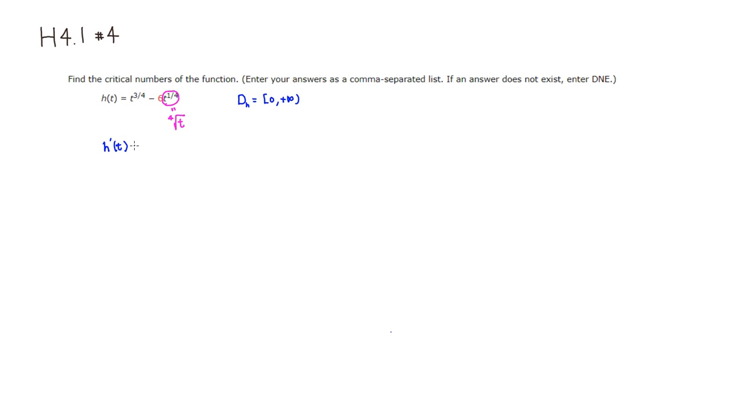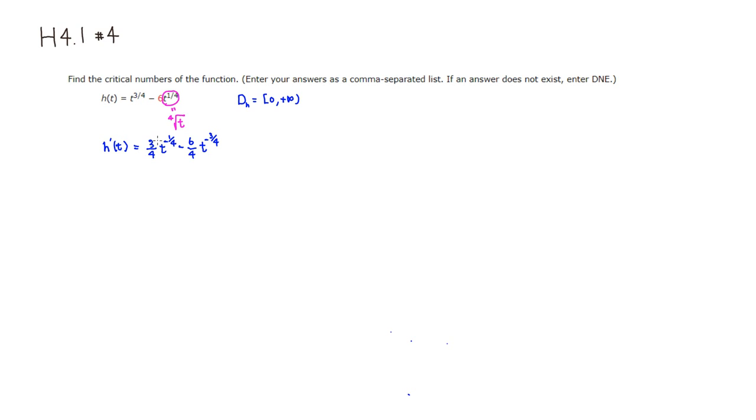This is going to be equal to: put the 3/4 in front, keep the t, and subtract 1 from the power, so that would be -1/4. And then you have a -6, put the 1/4 in front, so it's going to be 6/4, then you have a t and subtract 1 from the power, so -3/4. So we have that.